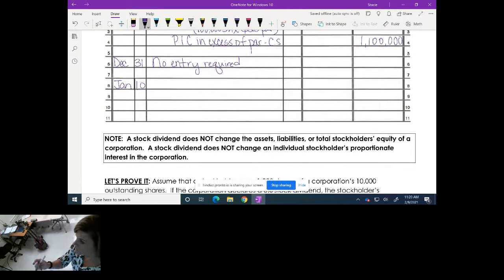All right, so January 10th is the date of distribution. So we will debit that liability, stock dividends distributable.